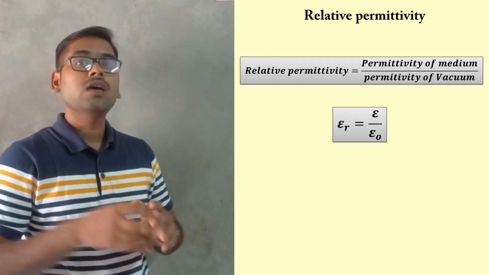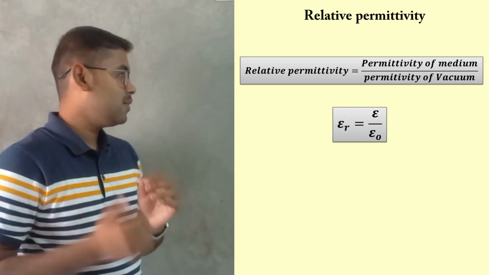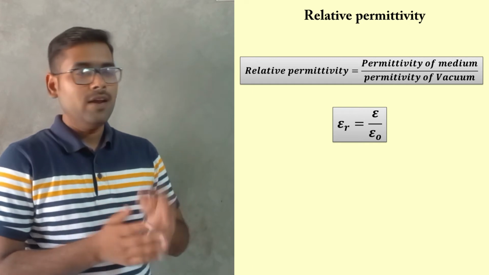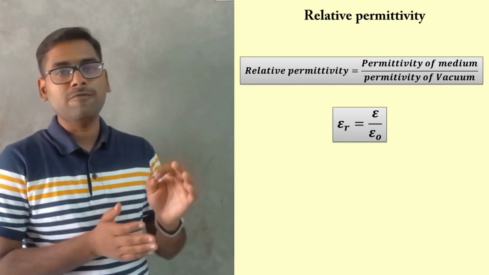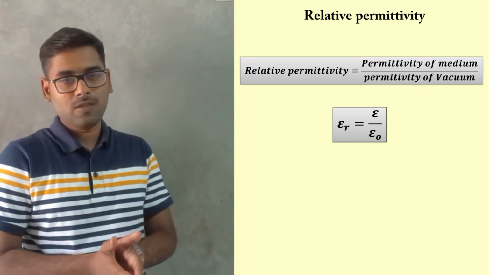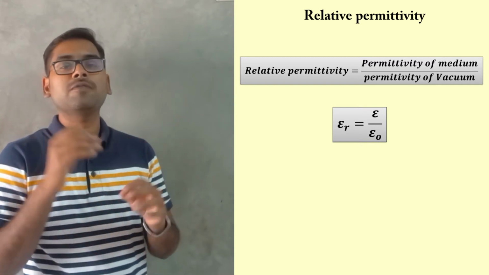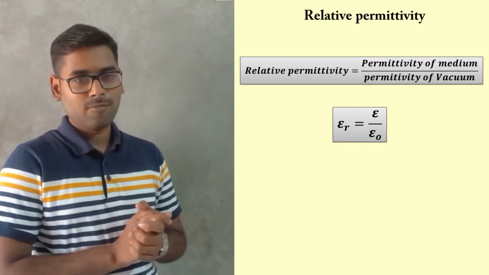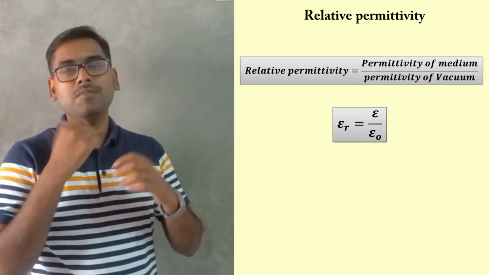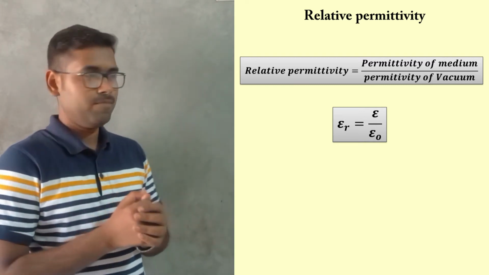Here epsilon is the permittivity of a given medium and epsilon naught is the permittivity of vacuum or free space. Guys, what does this ratio signify? It tells us how large the permittivity of a given medium is compared to the permittivity of free space or vacuum. We know that if the permittivity of the medium is higher, then the force between two charges will be lower. In this case, we can say that if the relative permittivity of the medium is higher, then the force between two point charges will be lower.